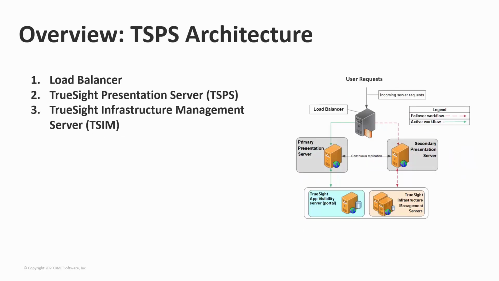This TSPS architecture slide encompasses a load balancer, primary and secondary server. The load balancer routes requests to the active server. Deployment of TSPS in HA can be done either at installation time or post-install via command TSSH HA configure. The secondary TSPS will become active if the primary stops operating.